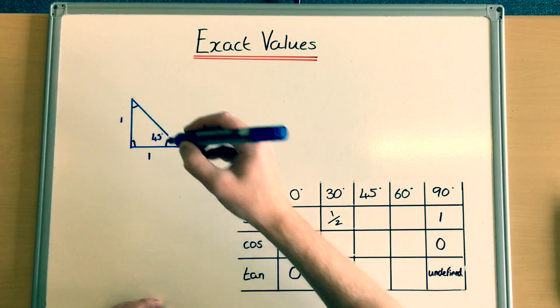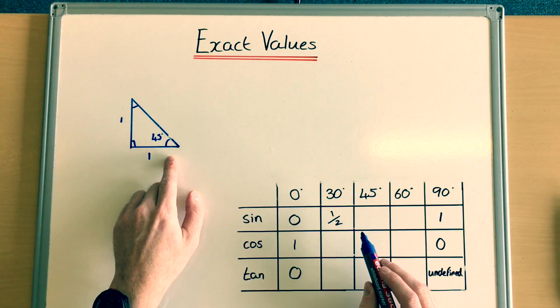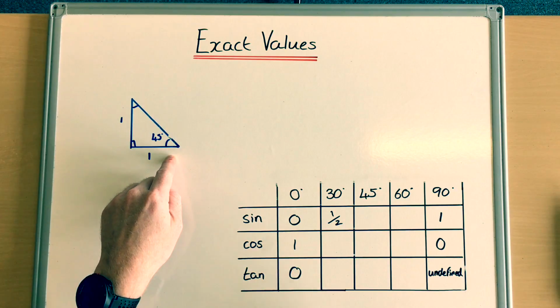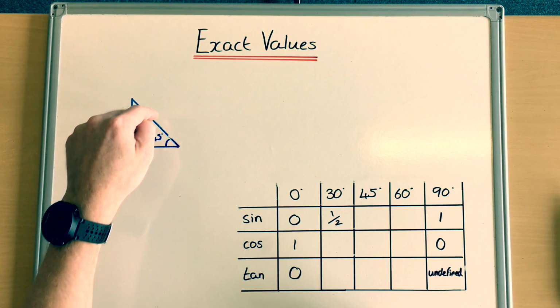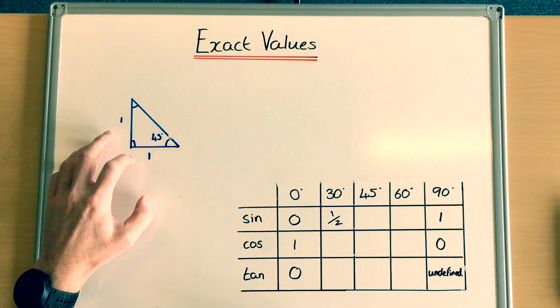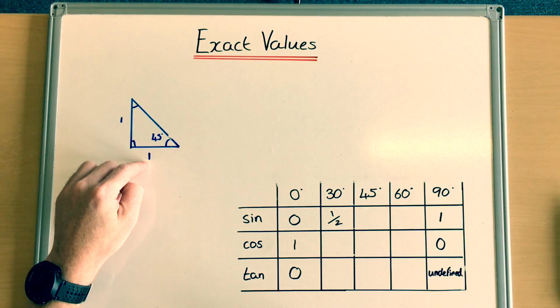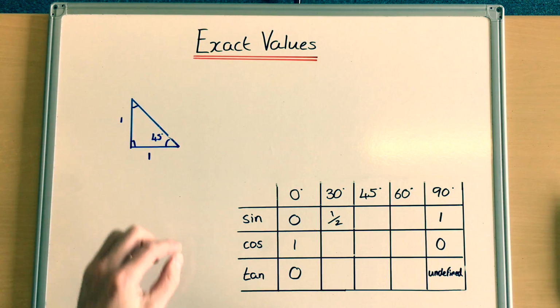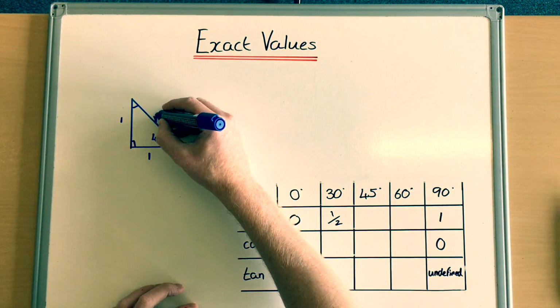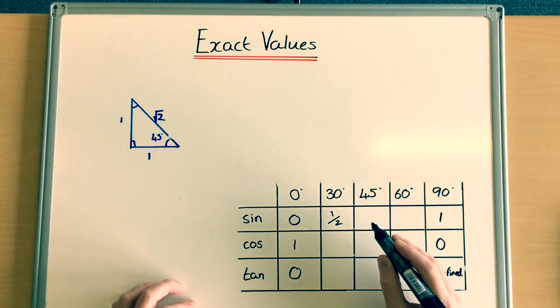So if I want to find, for example, the sine of 45, well, I need to look at my triangle. SOHCAHTOA, sine is opposite over hypotenuse. Okay, so I'm going to need the hypotenuse. So I'm going to do a bit of Pythagoras. Longest side, 1 squared plus 1 squared is 2. So the longest side is the square root of 2. And don't forget that square root there. So now we can fill this in.